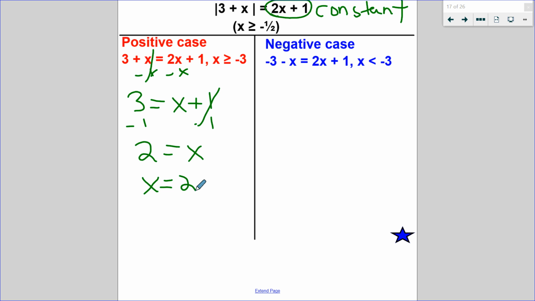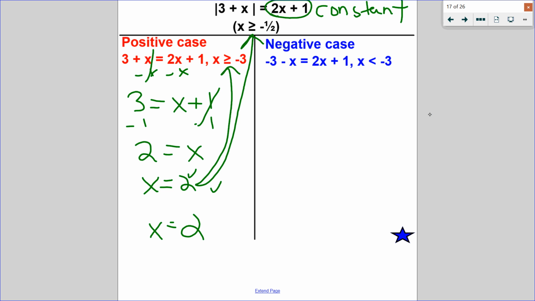We need to check that in 2 places. First place, here. Is x greater than or equal to negative 3? Yes, it is. So the subdomain is okay. Then I check it in my big restriction. Is x greater than or equal to negative a half? Yes, it is. So it looks like x equal to 2 is a good solution. To know for sure, I would check it on the calculator.